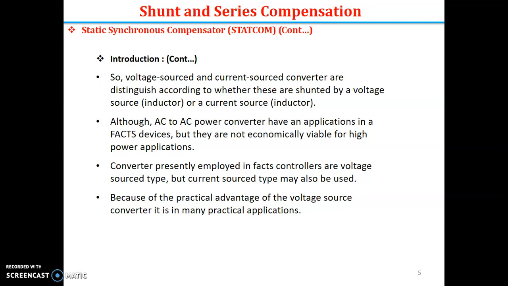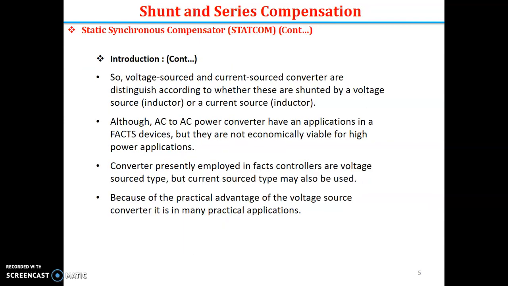Now, converters are distinguished according to whether the DC link is shunted by a voltage source, that is a capacitor, or if the DC link is an inductor, then it will be the current source. Both topologies may be possible, but the voltage source is more advantageous and it can handle a huge amount of power. Otherwise, the size of the inductor in case of a current source inverter will be large and the cost of the inductor will be too high, and for this purpose we will prefer the voltage source converter.